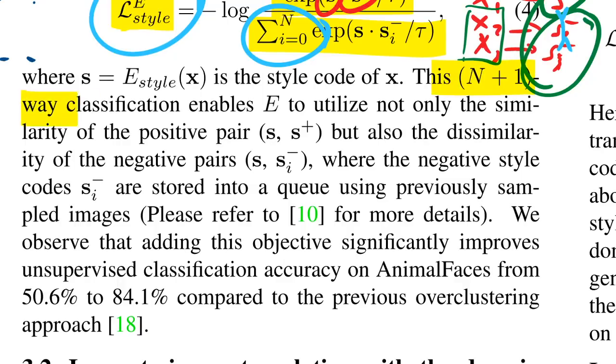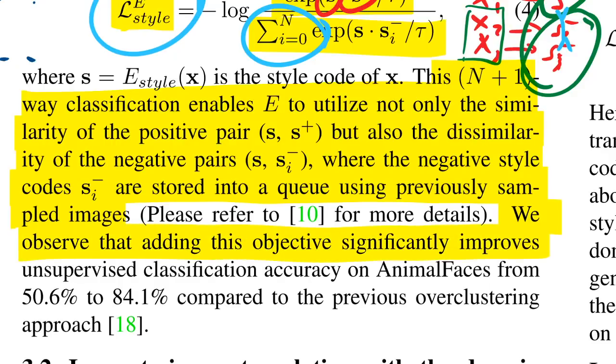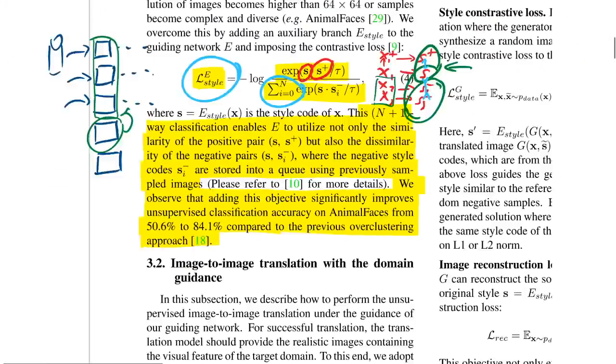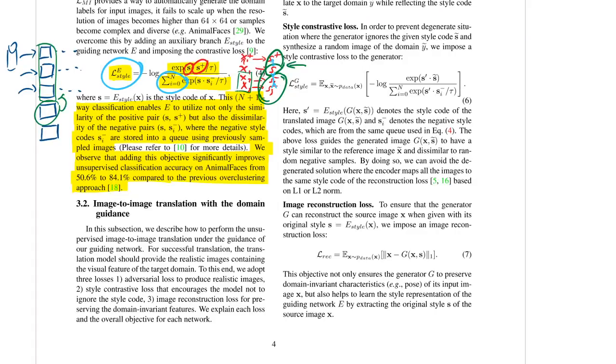This n+1 way classification enables E to utilize not only the similarity of the positive pair, but also the dissimilarity of the negative pairs, where the negative style codes are stored into a queue using previously sampled images. We observe that adding this objective significantly improves unsupervised classification accuracy in animal faces from this to that, compared to the previous overclustering approach. Okay, so we have two outputs now.